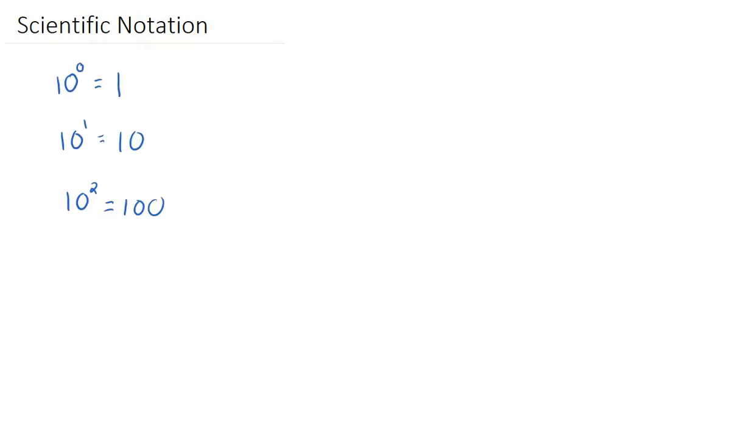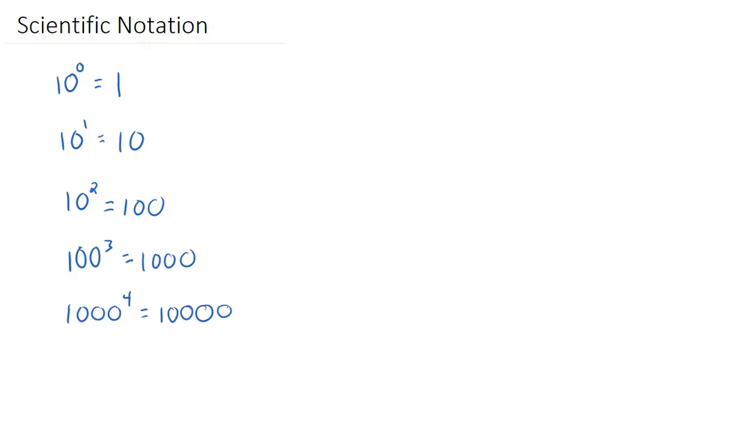So if we have 10 to the 0, that's going to equal 1. If we have 10 to the first power, that'll equal 10. If we have 10 squared, that equals 100, and so on. So each time we go up by a power of 10, we increase by one digit. And so we have a base 10 numbering system because each digit represents a power of 10.